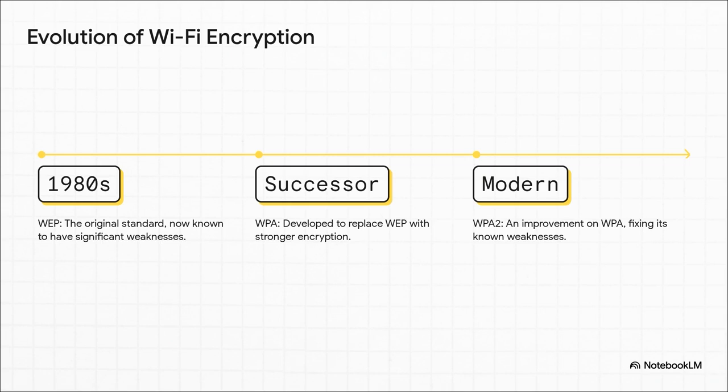The original standard, WEP, which goes all the way back to the 80s, turned out to be really, really flawed. So the experts came up with WPA as a better replacement. But then attackers found ways around that too, which finally led us to the modern standard we have today, WPA2. That is the one you absolutely need to be using.